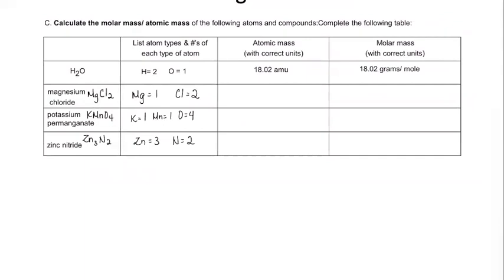So if I have magnesium, there's 1 of them. Chlorine, there's 2 of them, okay? Magnesium has a mass of 24.3050 grams per mole. So those are the units coming out of the periodic table. If you don't write grams per mole, then you can write AMU, which is atomic mass unit.